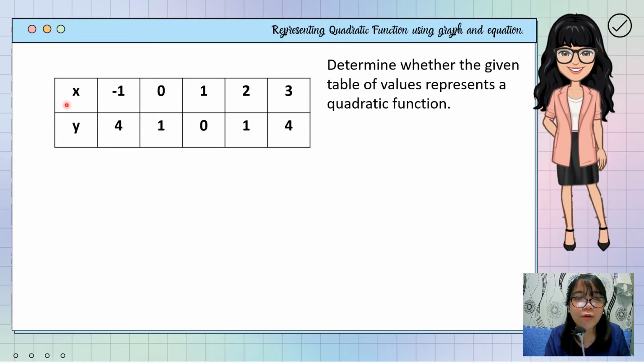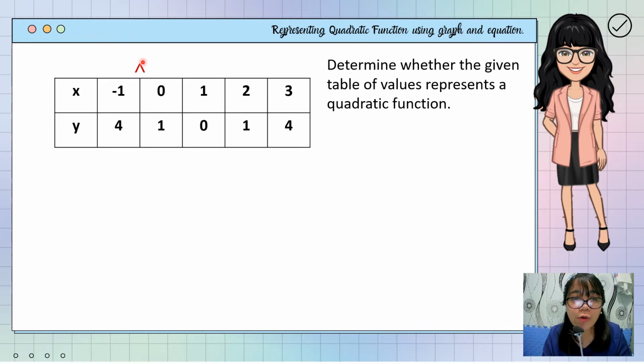First, try to look at the values of x. We will be getting the differences between the values of our x. That means we will be getting the difference between 0 and negative 1. So it's either you subtract negative 1 by 0 or you subtract 0 by negative 1. So you can do negative 1 minus 0 or 0 minus negative 1. Either way, just as long as whichever you do first, you keep doing in the succeeding ones. So if you subtract 0 by negative 1, it should be 1 minus 0, 2 minus 1, 3 minus 2.